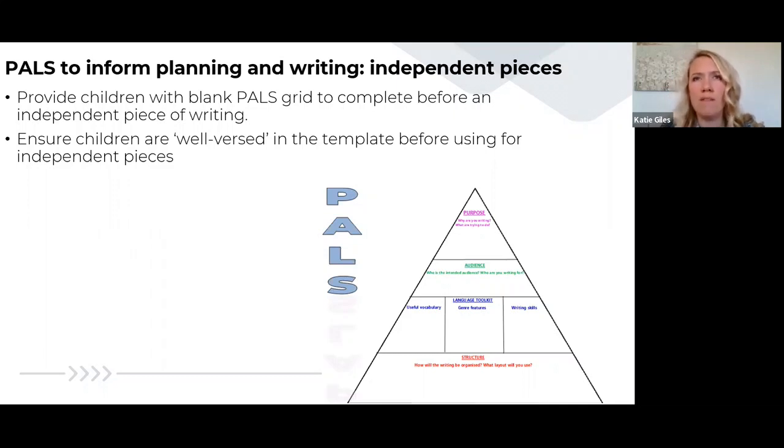Once the children are well versed using their PALS grid, when it comes to an independent piece, they can use it again just to plan out that structure, really making sure they focus in on what the purpose and audience is, the specific language features they want to use, and how that text is going to be structured. And that can support them in having more effective written outcomes independently.